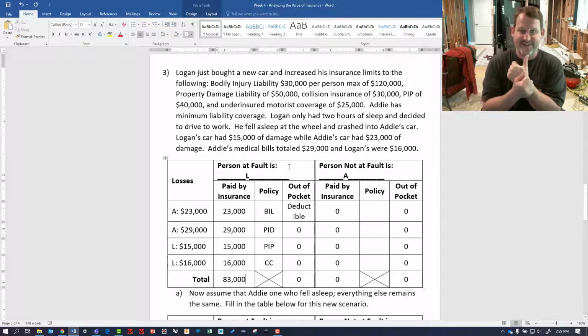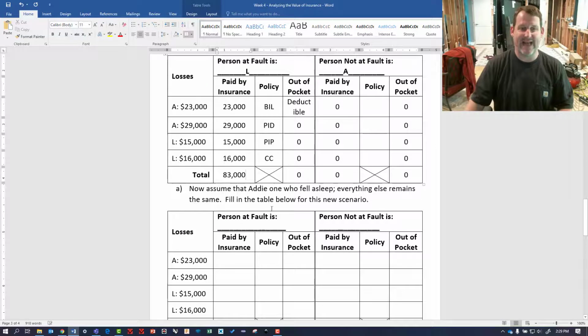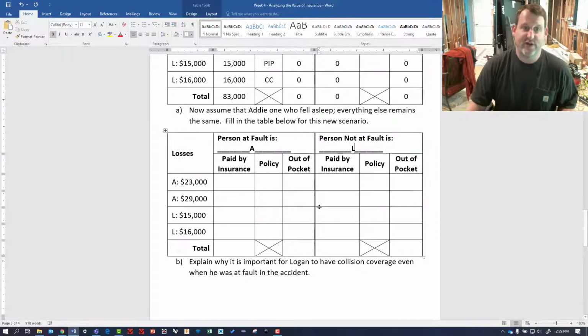So far, so good. All right, let's just flip this thing around. And let's say maybe it was Addie who fell asleep, and Logan did not. He got crashed into. Now let's go back and take a look at this.